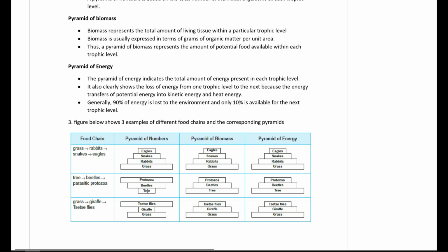Be careful of this. So if I got one tree, it can have, for example, 10 beetles. Protozoa are little parasites. So one beetle can have 10 protozoa. So I can have 100 protozoa.